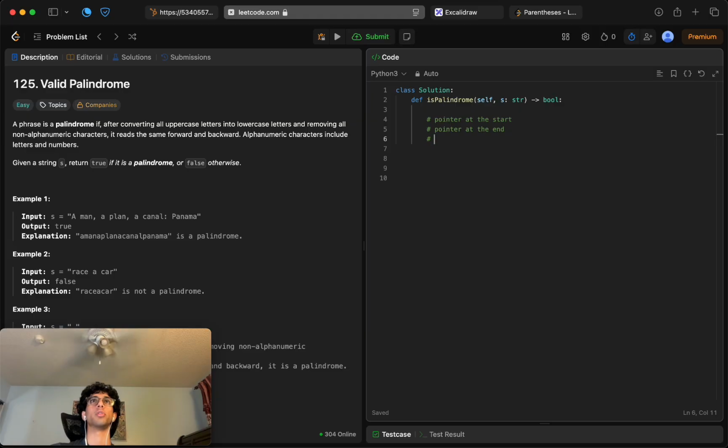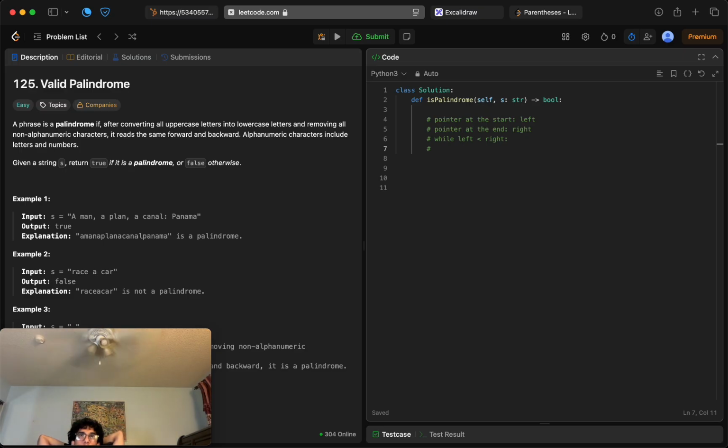I think we would need a while loop, because we don't know exactly how far it's going to go. We just have to keep going until they meet at the middle or cross, right? This would be the left pointer, and this would be the right pointer. If at any point left becomes greater than or equal to right, then you would break out of the loop. So something like while left is less than right. I think that would be the loop condition.